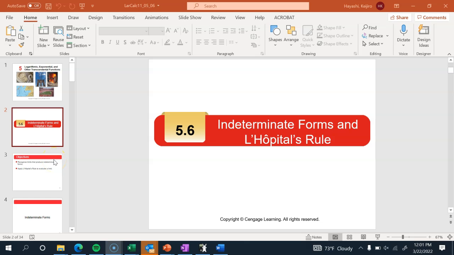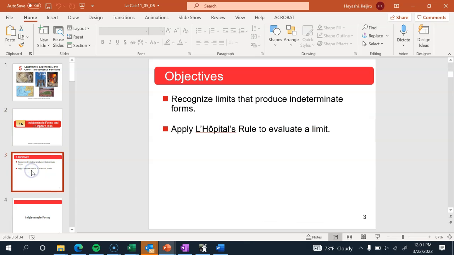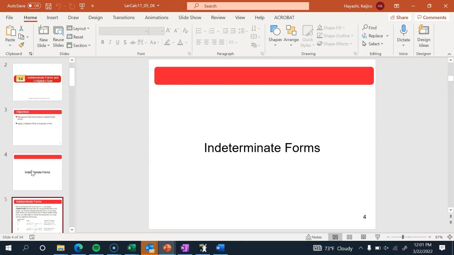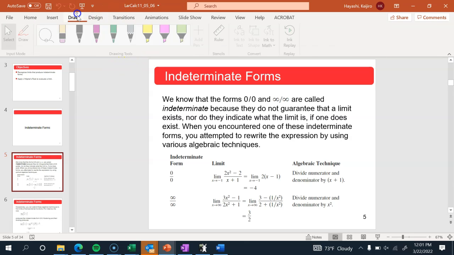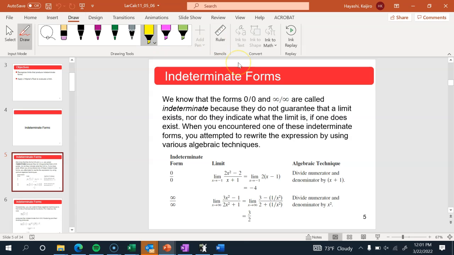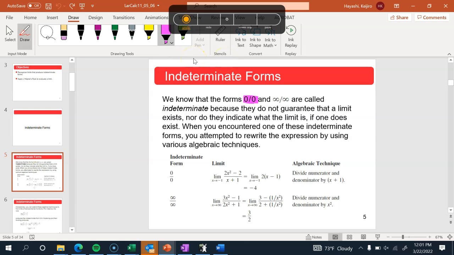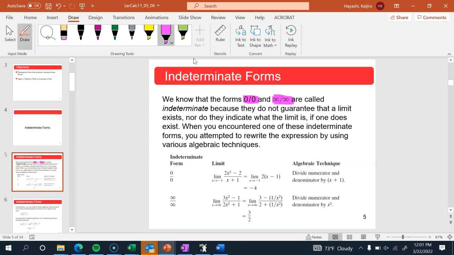Limits that result in indeterminate forms. Alright, so you guys know indeterminate forms to be those forms that, when you try direct substitution into a limit, you might get something like 0 over 0 or infinity over infinity. There are others, of course, but those are the two big ones and kind of the two that we care about today.